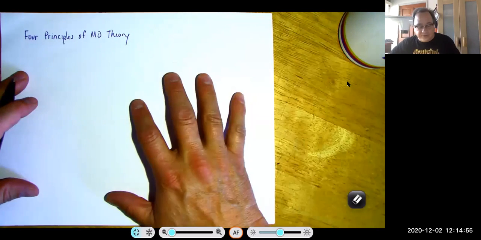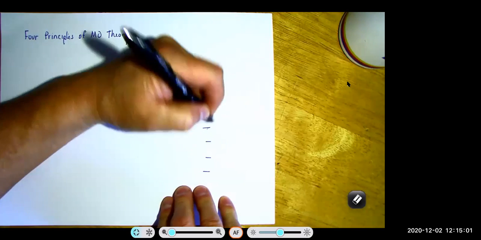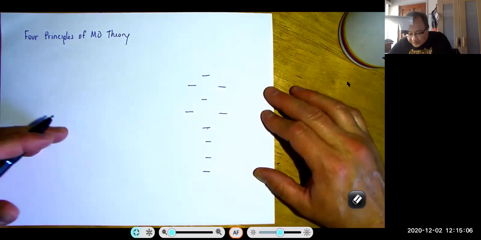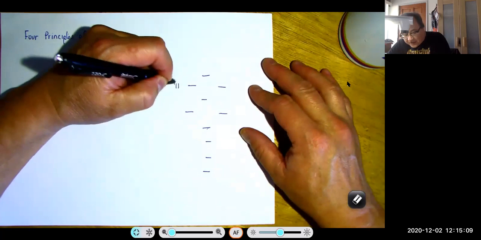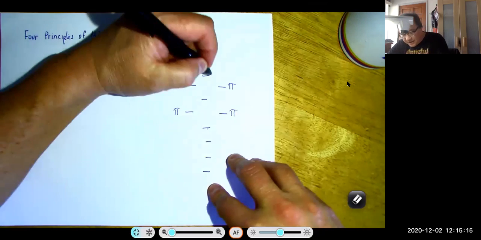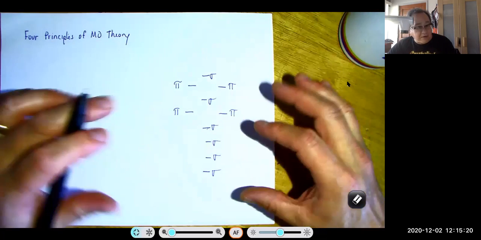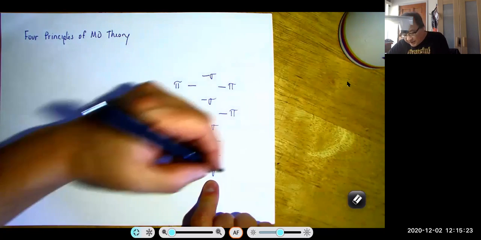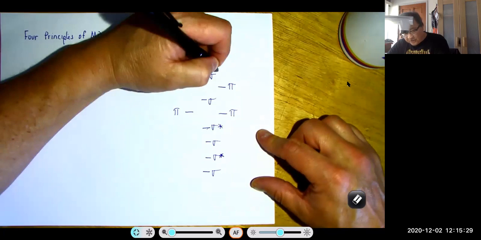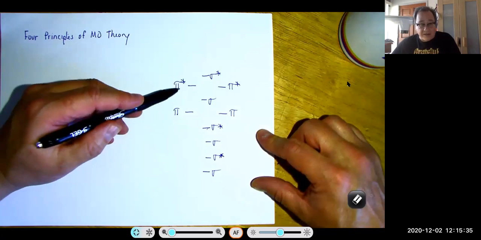Now, for the 4 principles of MO theory, I like to go ahead and draw an MO diagram. So if you remember for the MO diagrams, on the outside, those are pi molecular orbitals. And on the inside, those are sigma molecular orbitals. And for every pair of them, the bottom one is a bonding one, and the one above it is an anti-bonding. And we designate anti-bonding with a star. So the one below is bonding, the one above is an anti-bonding.